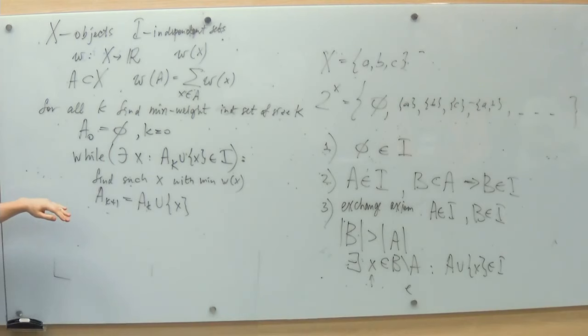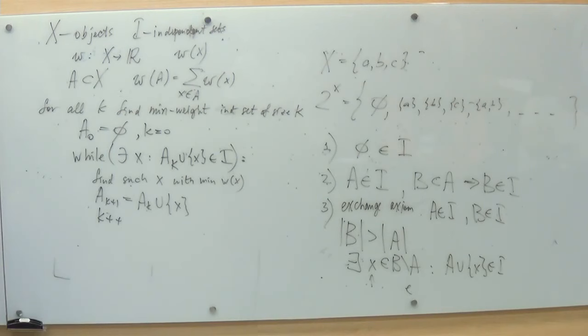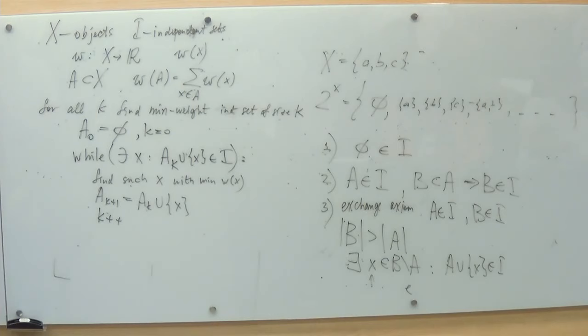So the thing is that all these sets that we find, and k plus plus, all these sets that we find are optimal for their weight. It's easy to prove. I promise to omit proofs, but for now they are so easy that it's easier to say them than to omit them. In future we will have a worse thing, and we will omit proofs. But for now they are still very easy.